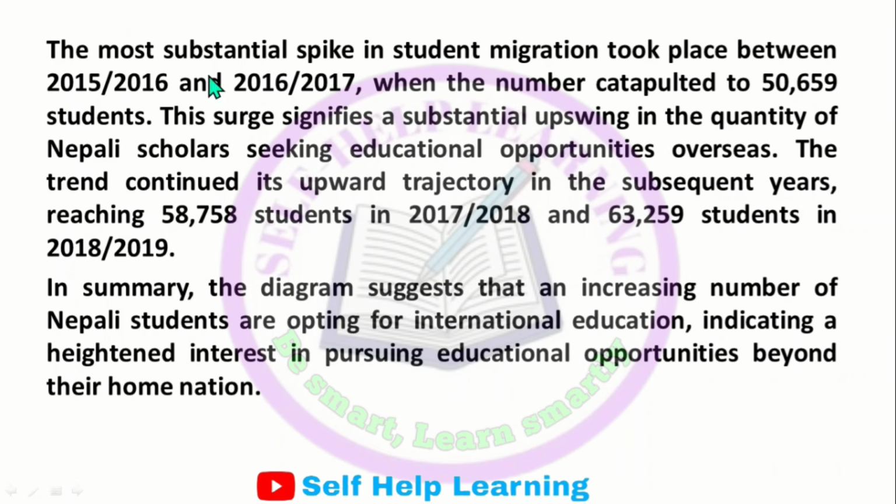The most substantial spike in student migration took place between 2015-16 and 2016-17, when the number catapulted to 50,659 students. This surge, meaning increase, signifies a substantial upswing in the quantity of Nepali scholars seeking educational opportunities overseas. The trend continued its upward trajectory.